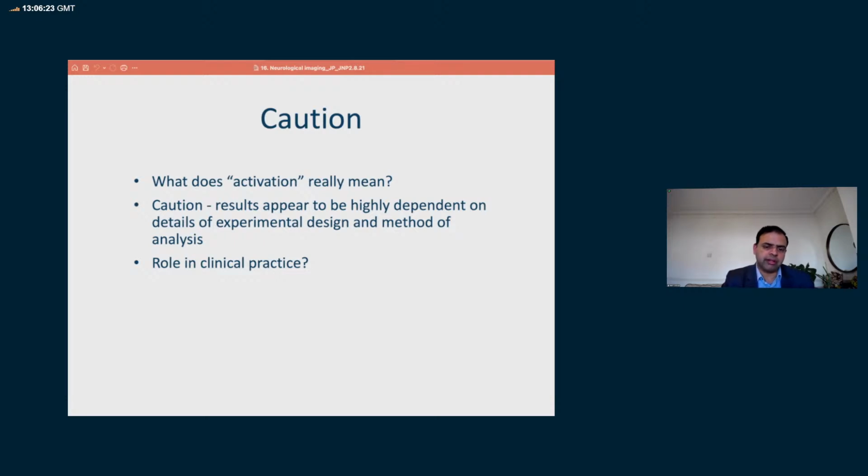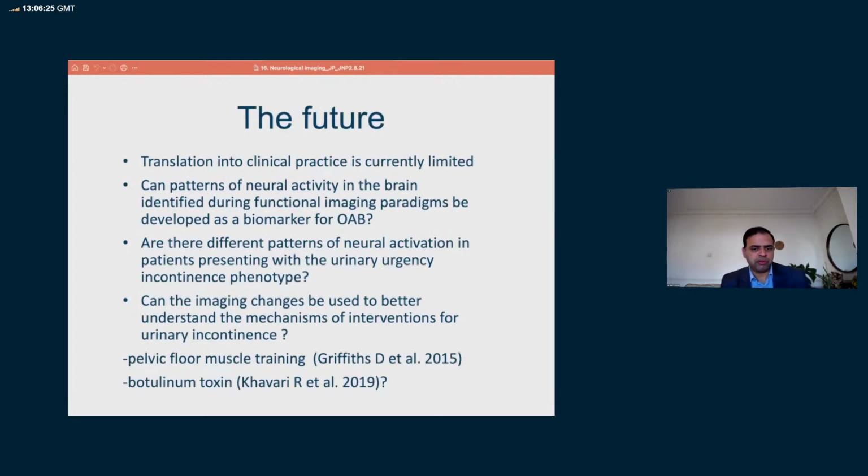So what is the role in clinical practice? And this is really what the future is about. Currently, to be honest with you, the translation into clinical practice is limited. But there are questions to be asked. Can patterns of neural activity in the brain identified during functional imaging paradigms be developed as a biomarker for urgency or for the overactive bladder? Are there different patterns of neural activation in patients presenting with the urinary urgency incontinence phenotype? And can the imaging changes be used to better understand the mechanisms of intervention for managing urinary incontinence?